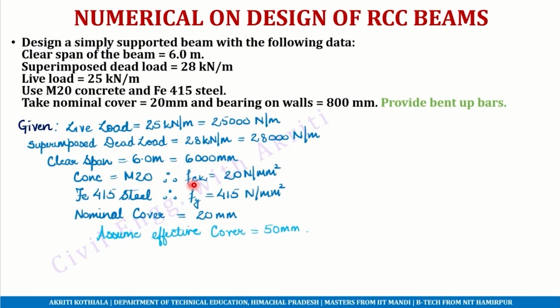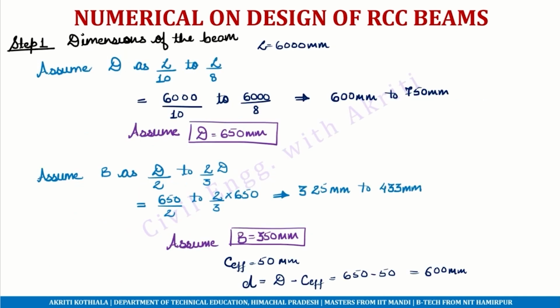Concrete is M20, which means that fck will be 20 Newton per millimeter square. The steel given to us is Fe415, so fy will be equal to 415 Newton per millimeter square. The nominal cover is 20 millimeter and we are assuming for the initial part the effective cover to be equal to 50 millimeters. This we have assumed. And one more thing is that we have to provide bent up bars. This will come when the case arises.